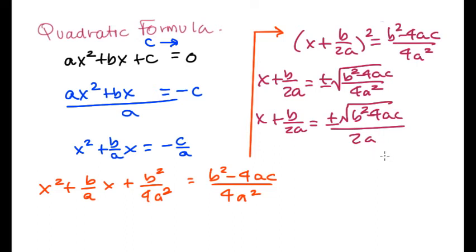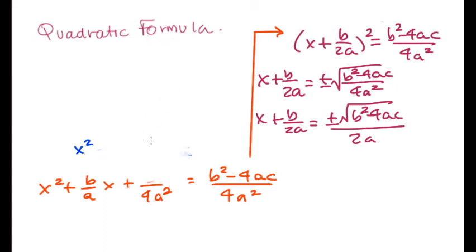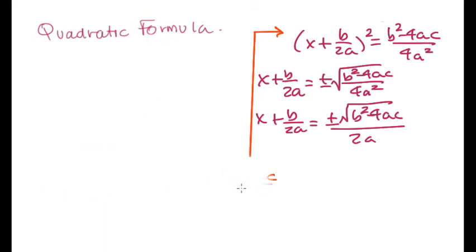Okay, alright, we're almost done. So what about this x? What happens to this x? Well, now all we need to do is, per usual once again, just subtract that b over 2a from the x part of the equation, and we should be done.